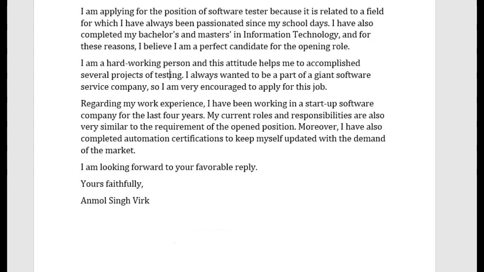All right, let's move on. Regarding my work experience, I have been working in a startup software company for the last 4 years. My current roles and responsibilities are very similar to the requirement of the open, get rid of that ED, position. Moreover, I have also completed automation certifications to keep myself updated with the demand of the market. I'm looking forward to your favorable reply. Yours faithfully. Okay, all that's fine.